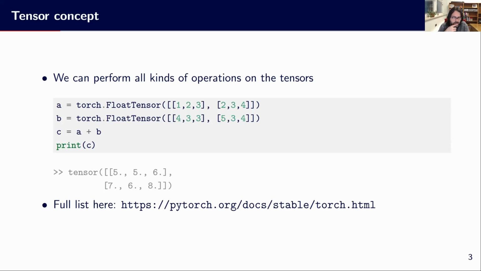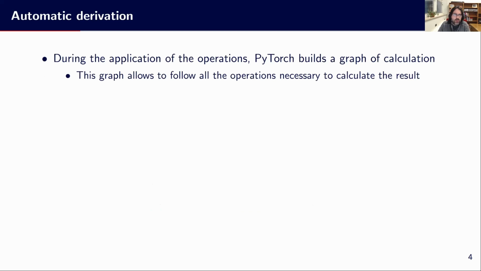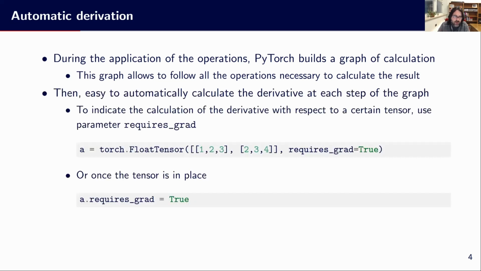Also, there is a full list. So we have the full list of operations that can be done at that link. During the application of the operations, PyTorch builds a graph of calculation. This graph is recording all the operations that we are doing on some of the data structures of PyTorch. So we are building up a graph with these operations, and from that graph we can implement automatic calculation of the derivatives at each step.